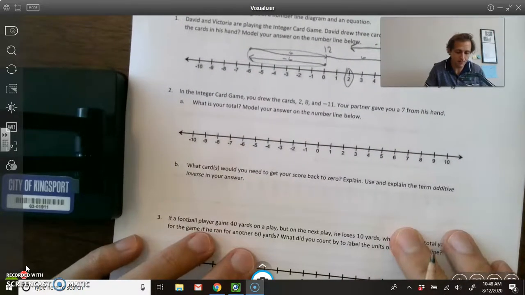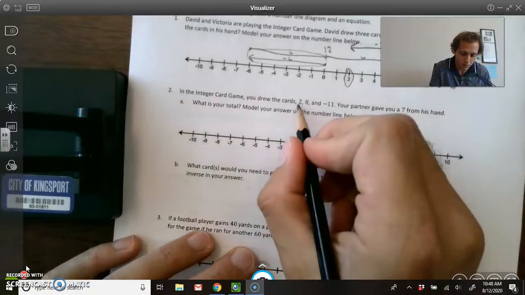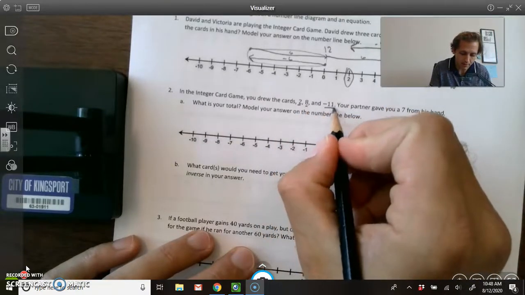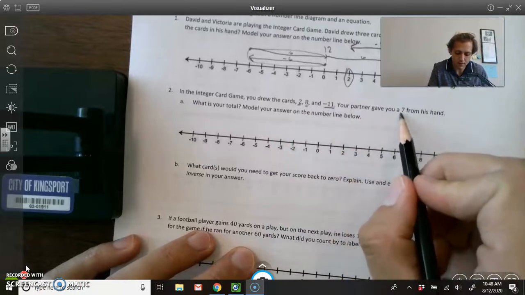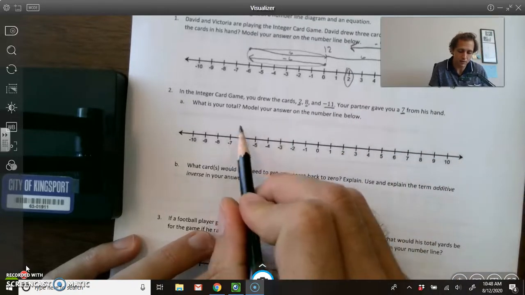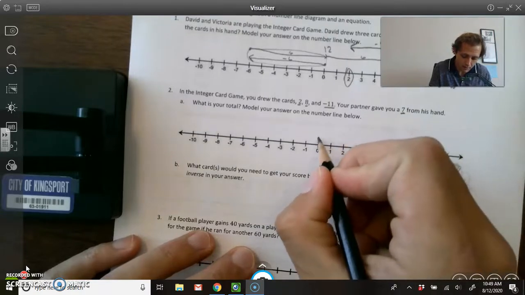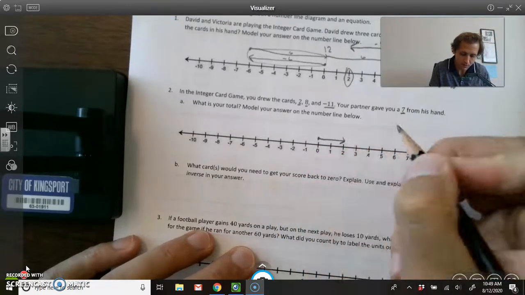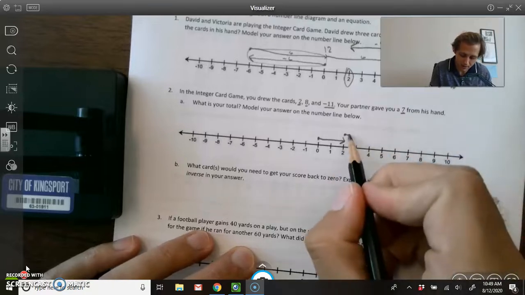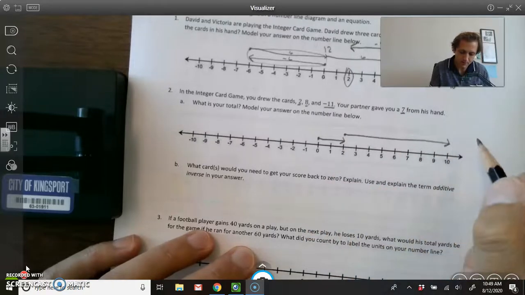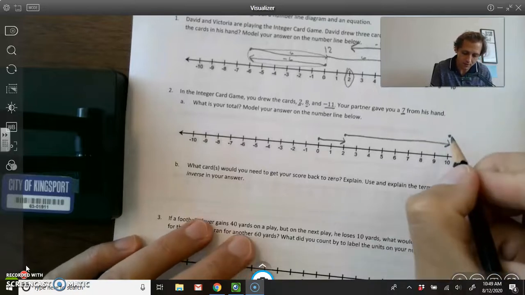All right, number 2. Same question. Here are the cards, 2, 8, and -11. Then we're going to get an additional 7. So let's model the total on the number line. I'm going to go a little faster. 2, that is a distance of 2, and it's to the right. 8, it is a distance of 8, and it is to the right. -11. It is a distance of 11, it is to the left.